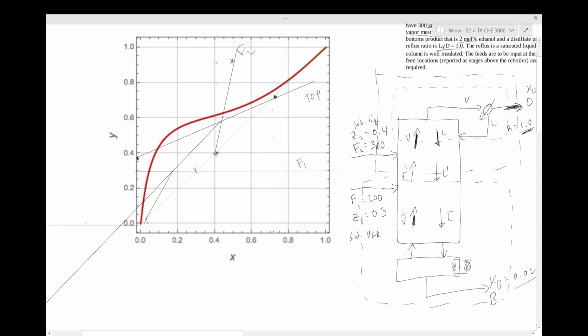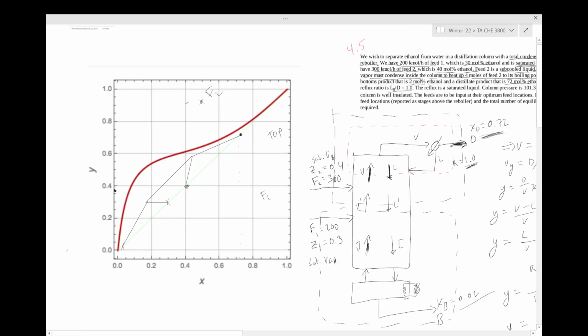What I'm going to do now is clean up this diagram a little bit because it's a little messy. Because now what we have to do is start counting our steps. So all I'm going to do is make the lines a little bit cleaner. All right, so here we have our McCabe-Thiele diagram with the lines cleaned up. We have our bottom operating line right here. We have our feed 1. We have our feed 2. We have our middle.